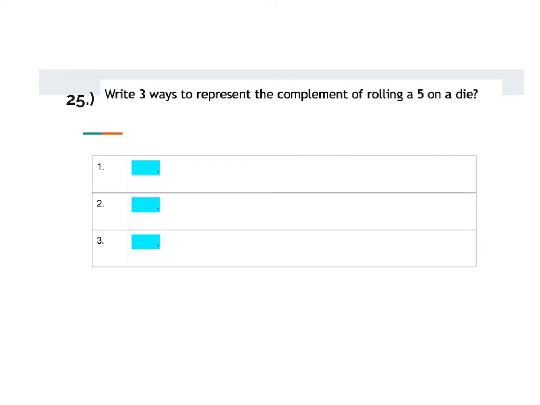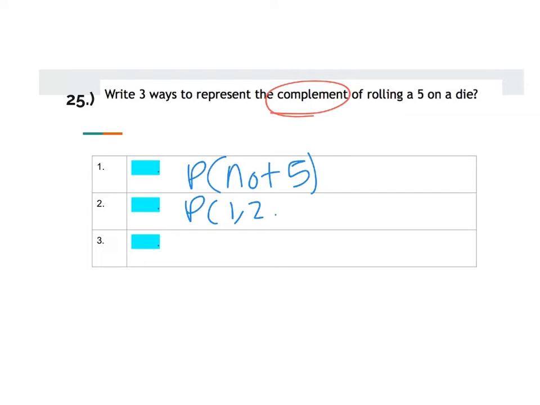All right, number 25. Write 3 ways to represent the complement of rolling a 5 on a die. So remember that when you're talking about complement, that's kind of like the opposite. So basically, we don't want to roll a 5. So how can we write not rolling a 5? Well, one way is you could say, what is the probability of not a 5, right? Another way you could say, you could list out the numbers that are not a 5 on a dice. So what's the probability of rolling a 1, a 2, a 3, a 4, and a 6?